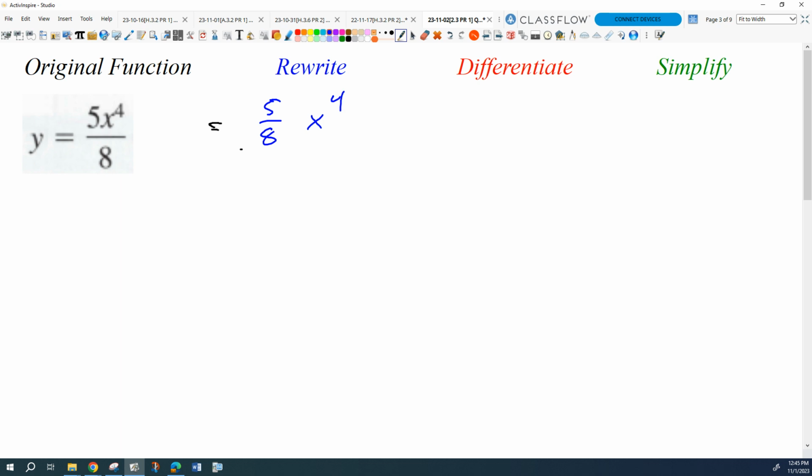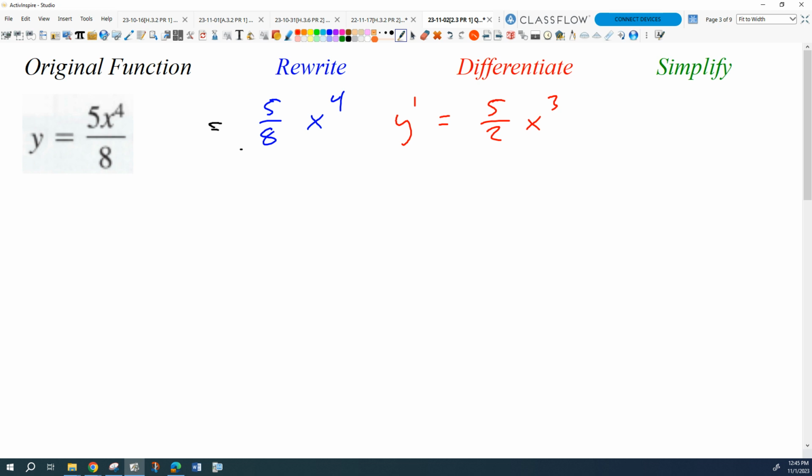And now what rule do we get to use? A really easy one. Power rule. Yeah, so we differentiate. What do we get? Yeah, 5/2. Good, because we take the 4 out front. 4 times 5/8 is 5/2. X to what power? Third. And simplify? Well, it's already simplified, really. I mean, what else could you do?